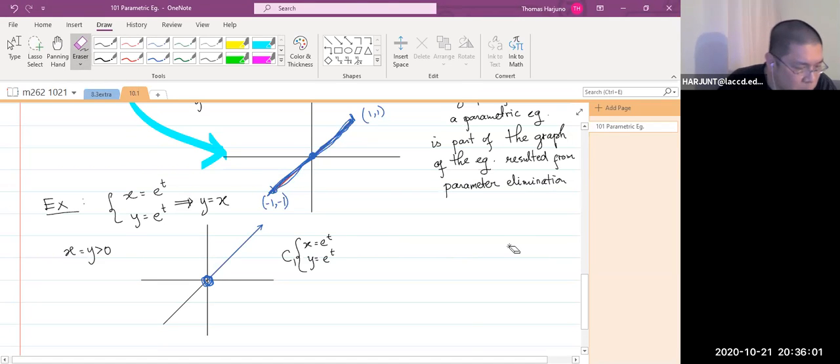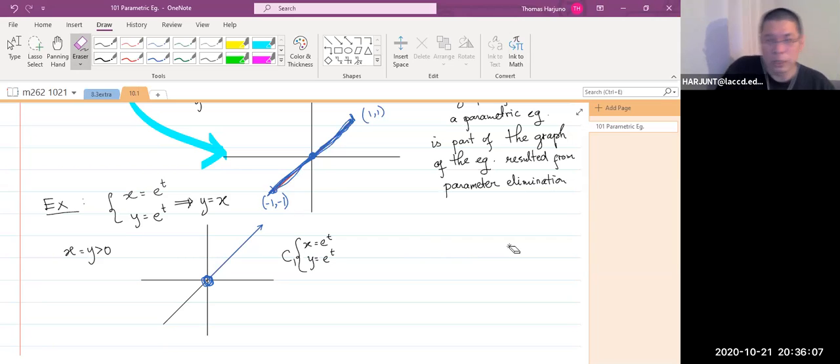Now, our textbook does not talk about the t as a time yet, but we will see that later on in calculus 3.